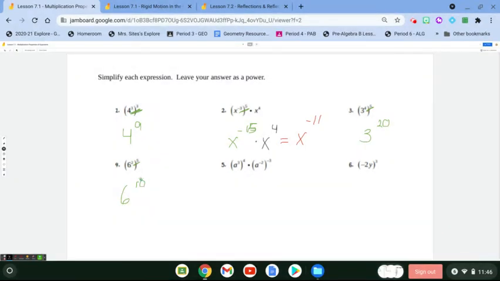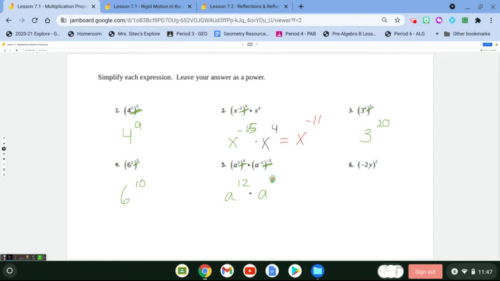Okay, number 5 is a combination again, but I'm going to do my power of a power first. So I'm going to get rid of the two exponents that I see in a row. So a to the 12th when I multiply them. And then negative 2 times negative 3 is going to give me a to the 6.